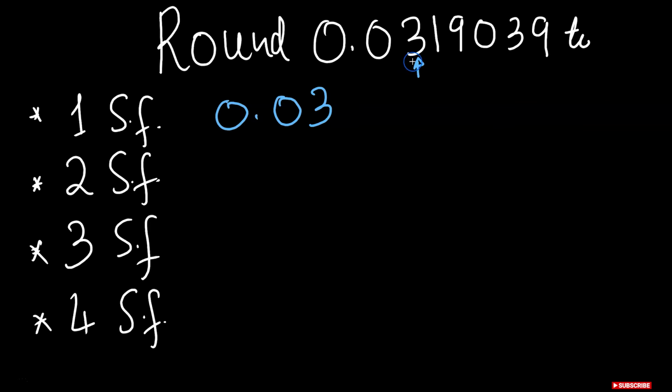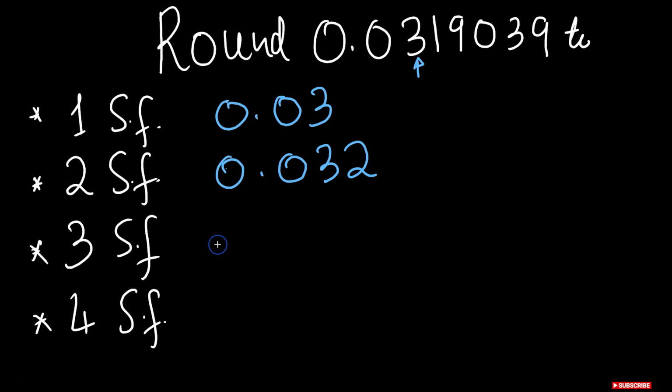So 3 is my first significant figure. 1 is my second. Before I round it, I check on the right, 5 or more? Indeed, it is. So the 1 becomes 2. So this number to 2 significant figures is 0.032. The rest become zeros after the decimal. They don't make any sense, so you don't write them.